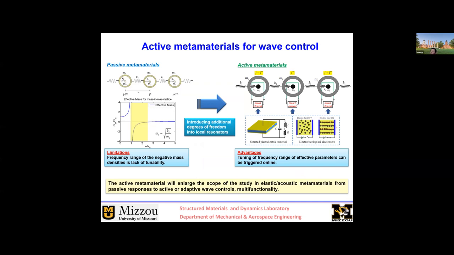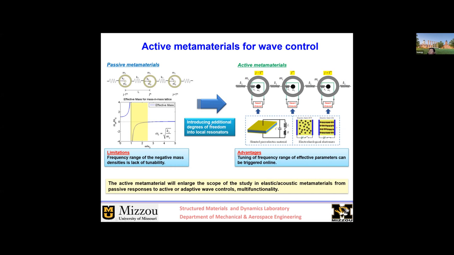But if you're talking about wave control ability, for example, if you're using passive material, typically using local resonance, they have some limitations. For example, the frequency region lacks tunability, which makes this kind of material not very suitable for operation under dynamic environments. So active material is a good approach to attack this kind of problem by introducing smart material into these passive microstructures.